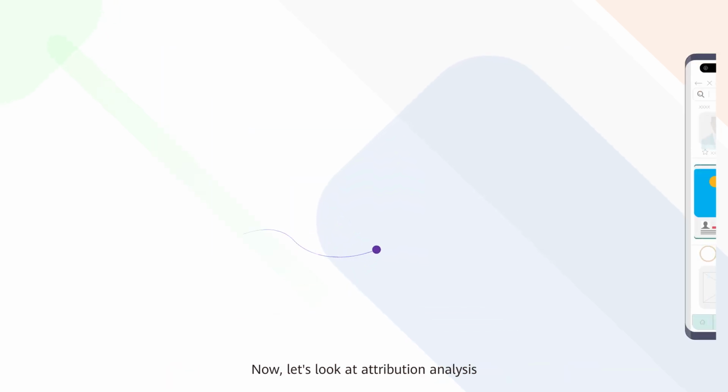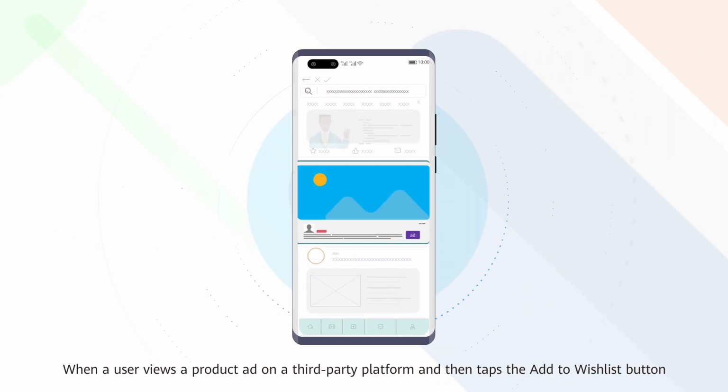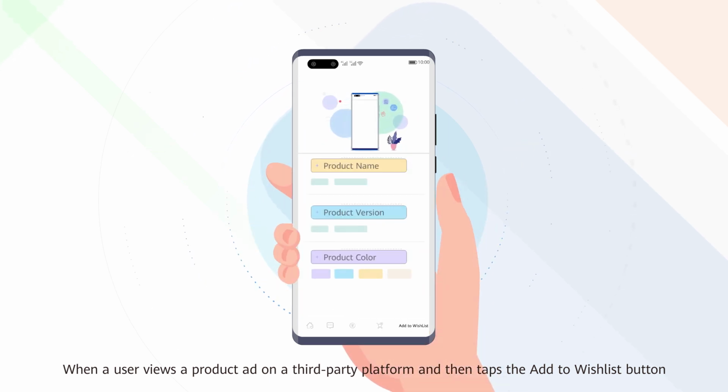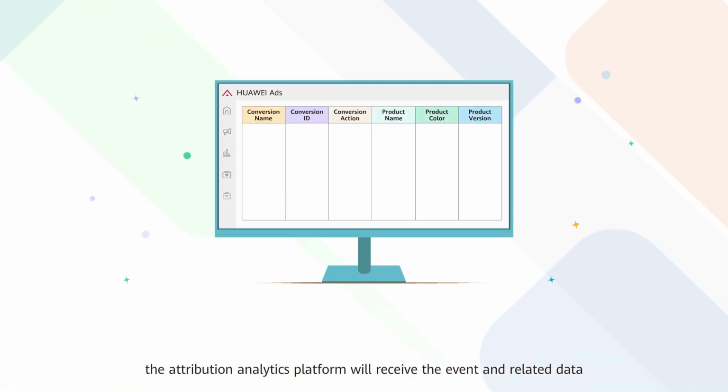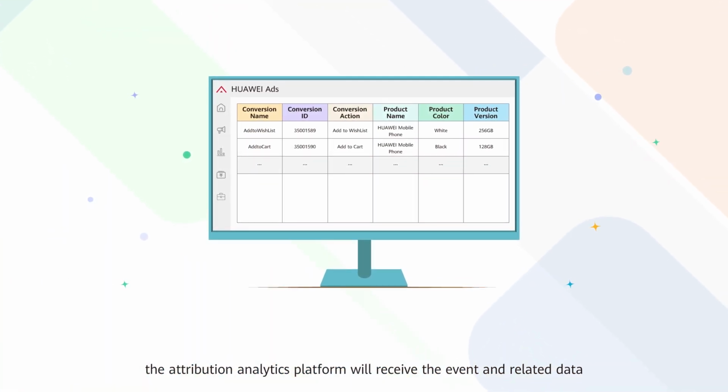Now, let's look at attribution analysis. When a user views a product ad on a third-party platform and then taps the Add to Wishlist button, the attribution analytics platform will receive the event and related data.